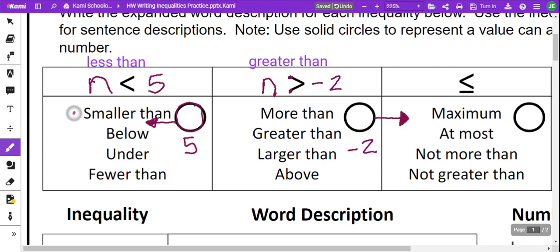Here are some other vocab words that mean the same thing. Less than would be smaller, below, under, or fewer. Greater could be more, greater than, larger, or above.